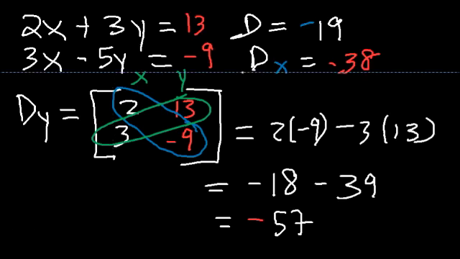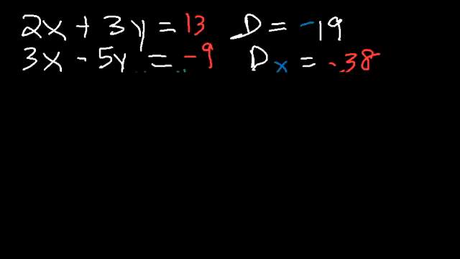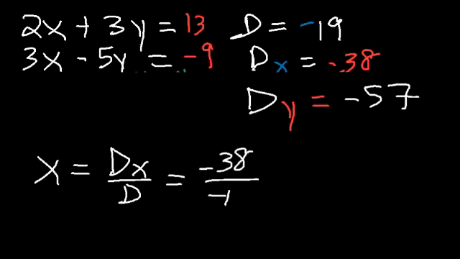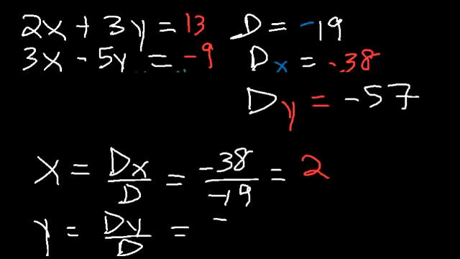So now we have all three, dx, dy, and d. So we can calculate x and y at this point. So x is dx over d, which is negative 38 divided by negative 19. So x is positive 2. y is equal to dy divided by d, which is negative 57 divided by negative 19, and that's equal to positive 3.